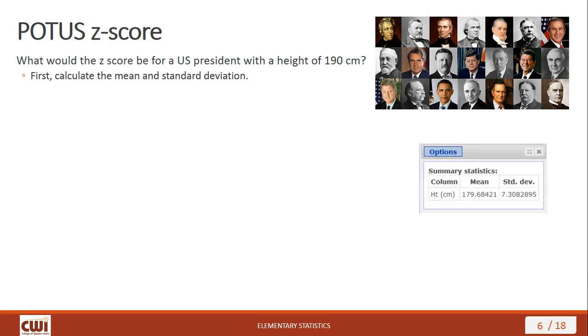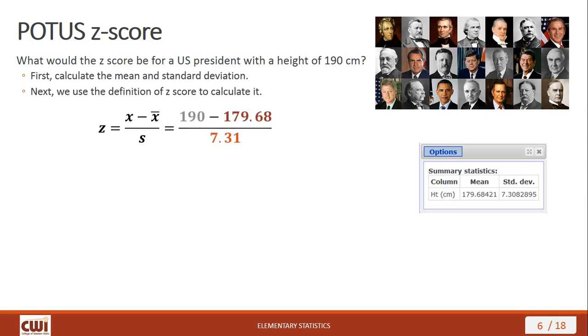We're going to go into StatCrunch, and we know how to do this, or we should know how to do this. And here in our results window, we have the mean and the standard deviation for our height data points. So now we're ready to calculate the z-score. We use the definition of z-score to calculate it. The definition of z-score is x minus x bar over s. We're now going to put in the values that we have.